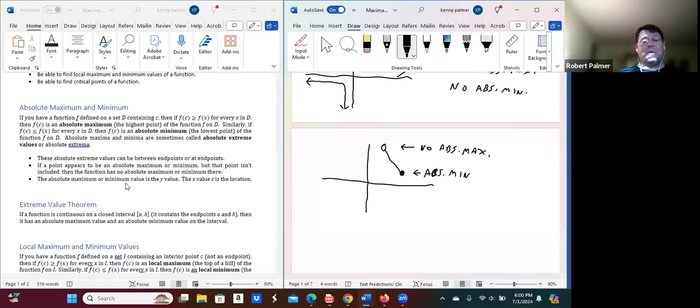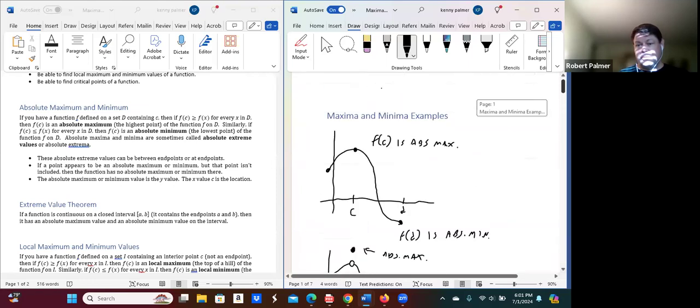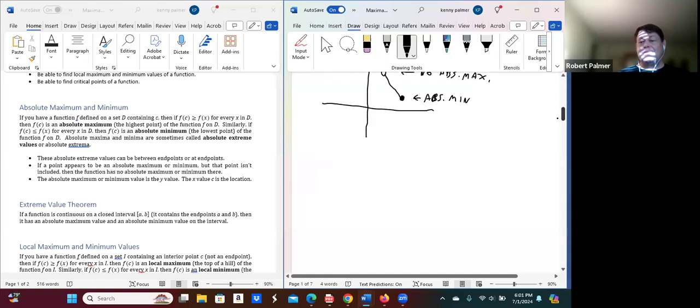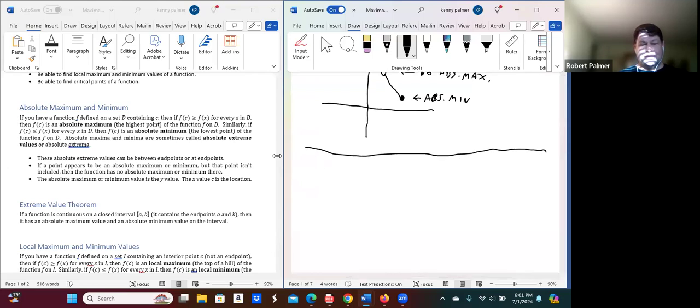And also I remind you once again, the absolute maximum or minimum value is the y value. The x is the location. So if we go back to this first graph I drew, right here, c is the location of our absolute maximum, but our absolute maximum value is actually the y value. You plug c in. In the same way here, d is the location of our absolute minimum, but the absolute minimum value is actually when you plug that in, you get that result. So that's the idea of an absolute maximum or minimum, the highest or lowest possible points.